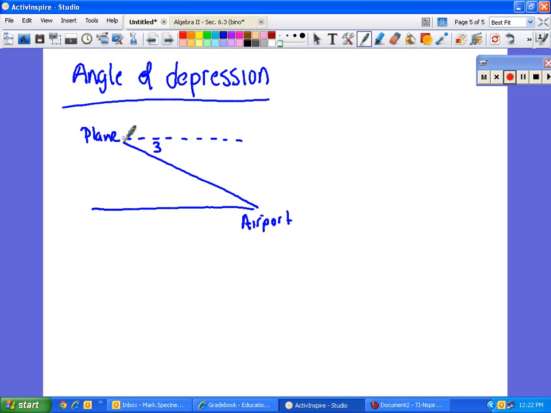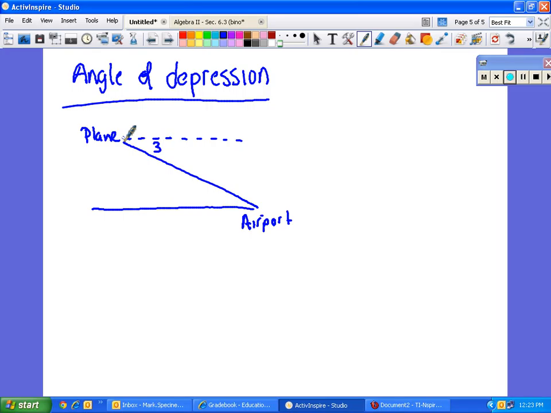So basically we have a plane that is approaching a runway at an airport, and it says here that the pilot has to start a 3-degree descent from a height of 2,714 feet. It says that the airport is 1,007 feet above sea level. We want to know how far away from the runway is the plane.